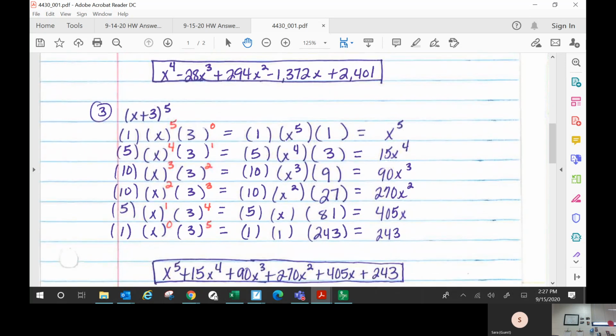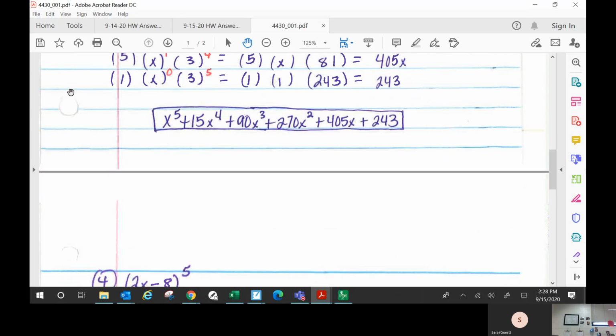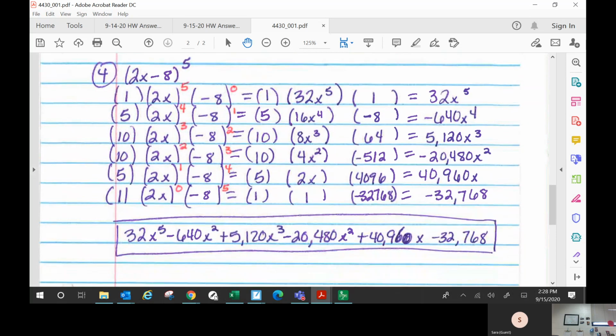All right, number 3, this was one of the same questions we did in class. So I hope you got this question. Okay. And then number 4 was a bit nasty.